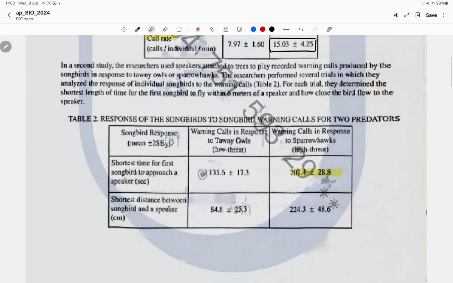So, the shortest time for a songbird to approach the speaker is going to be much higher in the case of the sparrowhawk. And the shortest distance between the songbird and the speaker is also much higher when it comes to sparrowhawk. So they're actually very terrified of the sparrowhawk. They approach it, get close to it to see if it's actually a sparrowhawk, then they start to emit warning signs.